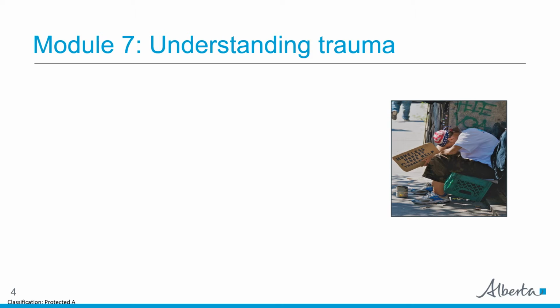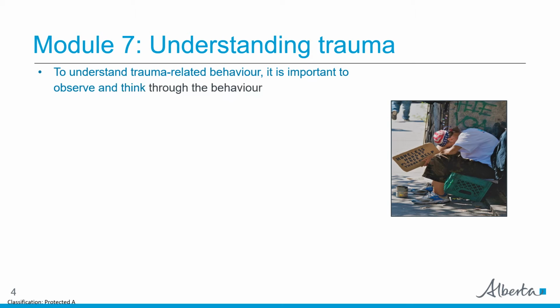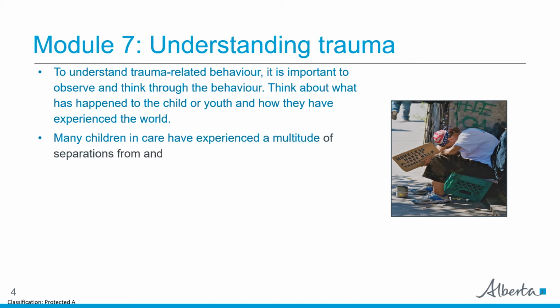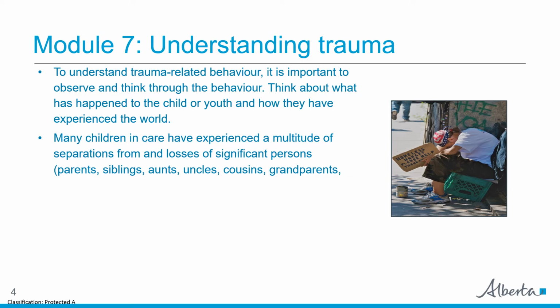Module 7. Understanding trauma. To understand trauma-related behavior, it is important to observe and think through the behavior. Think about what has happened to the child or youth and how they have experienced the world. Many children in care have experienced a multitude of separations from and losses of significant persons, parents, siblings, aunts, uncles, cousins, grandparents, neighbors, friends, foster parents, and foster brothers and sisters.